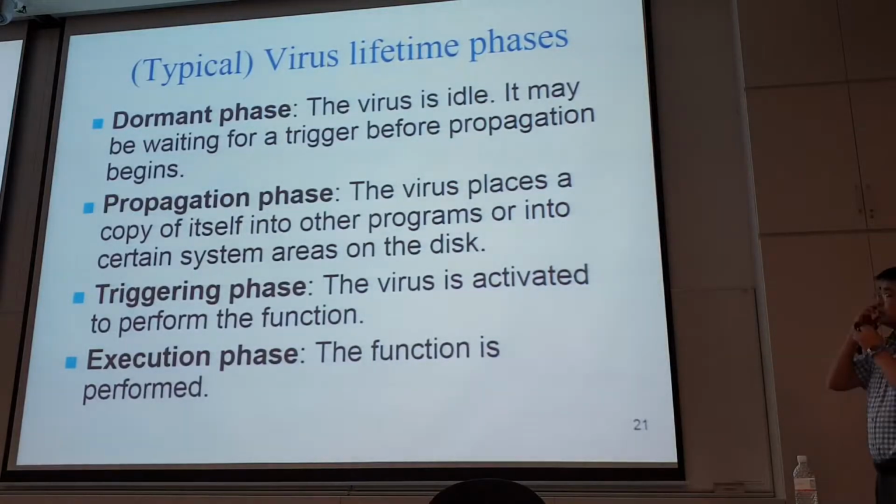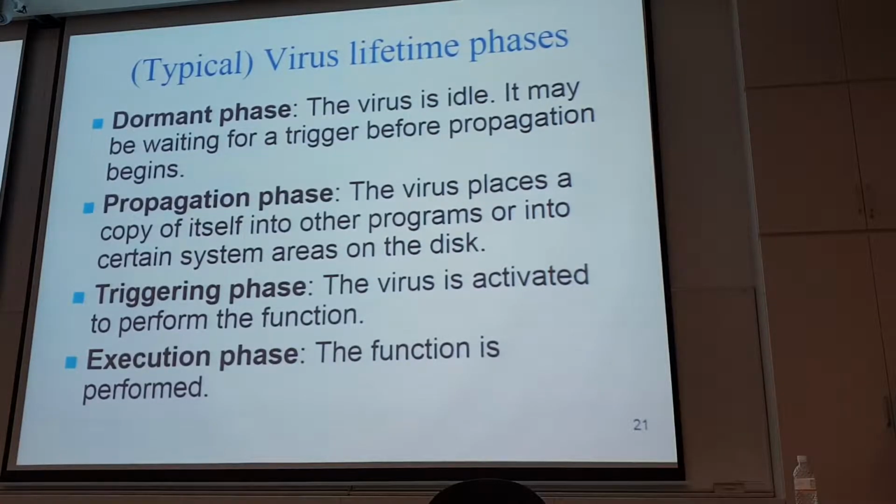Right, so the virus also has a lifetime, so it has a so-called dormant phase. That means the virus is idle when you don't activate or execute some file. For example, if the virus is attached to an email sent to you, and you do not open the attachment, then the virus is in a dormant phase. That means it's inactive. But when you open the attachment, or when you run a file, or when you insert, for example, a USB into the computer, then the virus is activated, and it will go to the propagation phase. That means it will start to infect other objects, right?